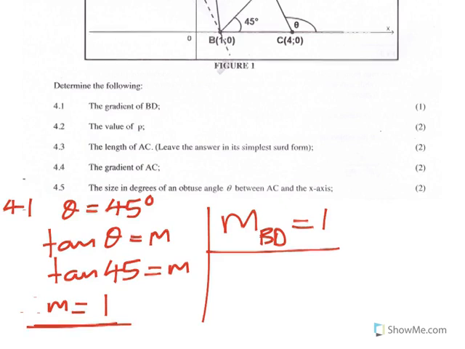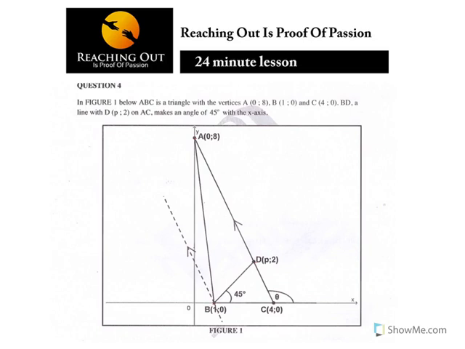Then the last one on this question is the size in degrees of an obtuse angle theta between AC and the x-axis. Now, let us look at that. The obtuse angle, this is the one they were talking about, between AC and the x-axis. So they wanted us to find that particular theta.